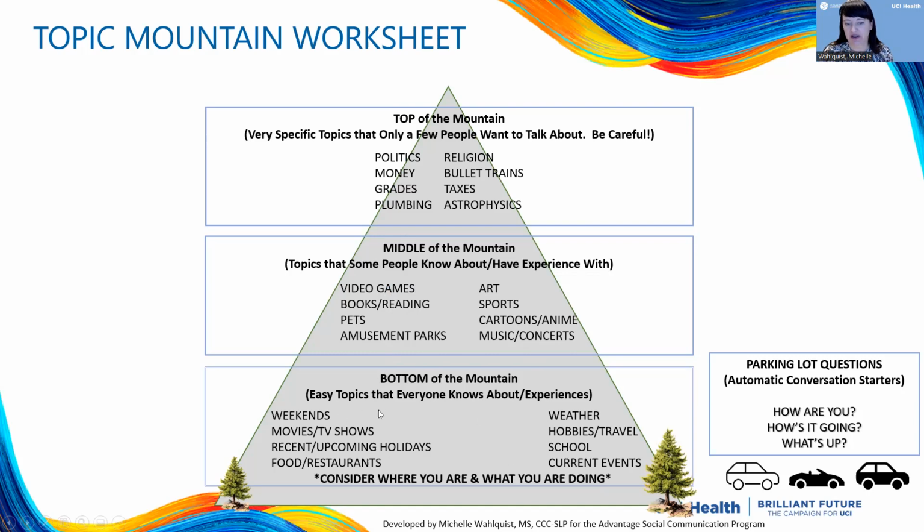So you might start at the bottom of the mountain and eventually work your way up to the middle of the mountain. And then top of the mountain topics are topics that you need to be careful with. So these are topics like politics, religion, very, very specific topics like bullet trains or astrophysics or taxes. You generally don't start a conversation here at the top of the mountain. You start at the bottom and maybe work your way up depending on who you're talking to.